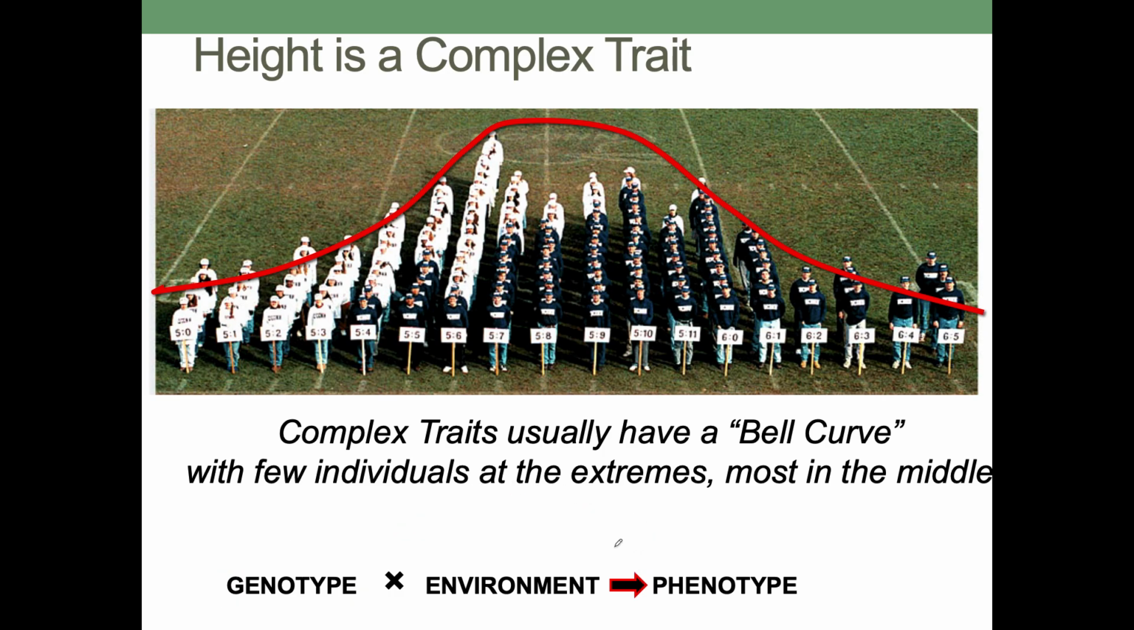But for most complex traits with many, many alleles, hundreds of alleles that are all interacting, and with the filter of the environment, it means that we're going to get many more possible outcomes, many more possible phenotypes. Again, ranging from 5 feet to 6'5", or 4 feet to 7 feet, or whatever it might be.